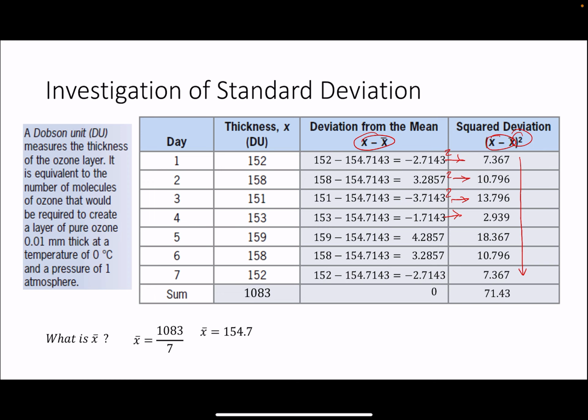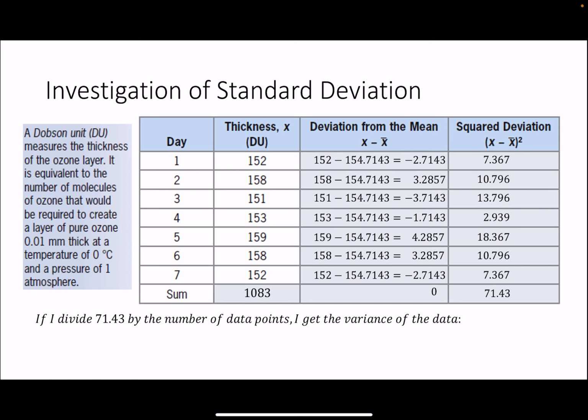We end up with 71.43. And if I divide this by the number of data points, I get something like the variance. So S squared is equal to 71.43 divided by 7, the number of points. And as you can see, the variance, the squared deviation, is 10.2.